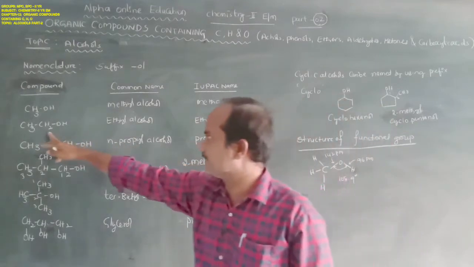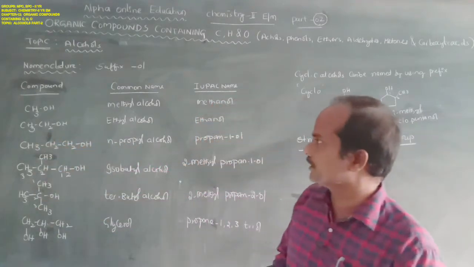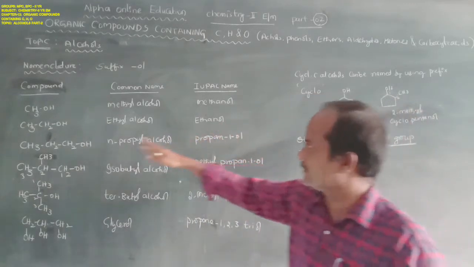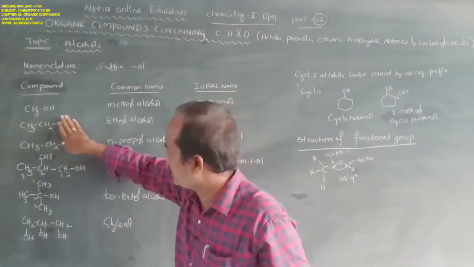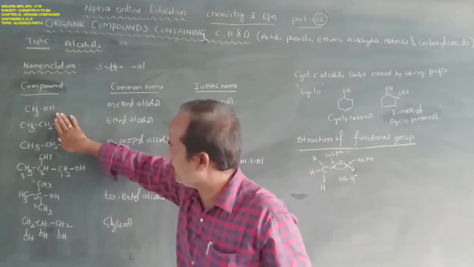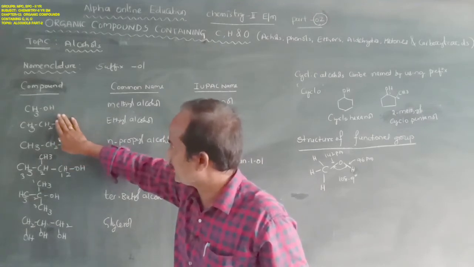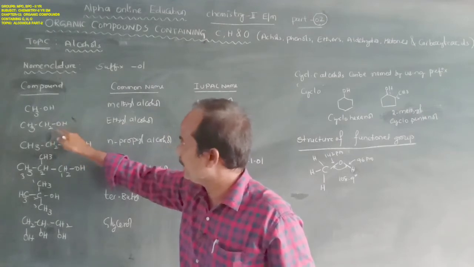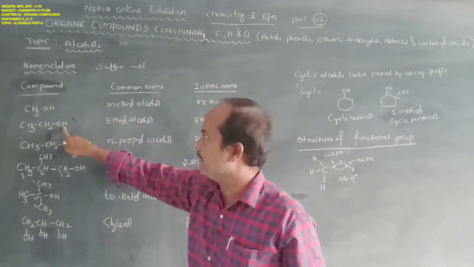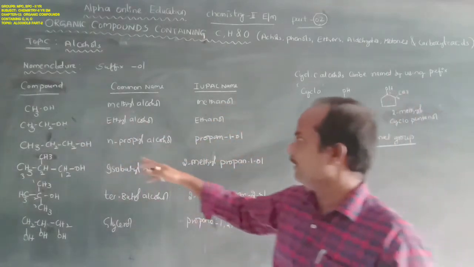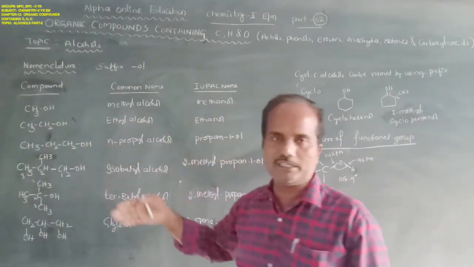Next one is ethyl alcohol, CH3CH2OH. Ethyl alcohol is the common name. This is simple. If it is CH3CH3, ethane, then instead of one hydrogen, one OH group is present. The e in ethane is replaced by ol, then ethanol.